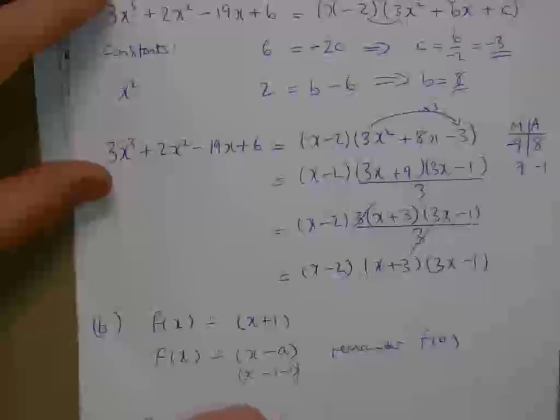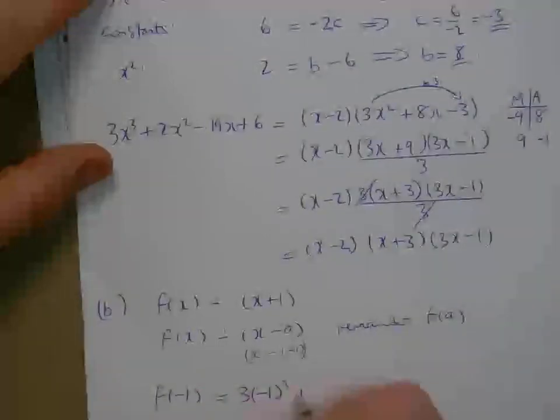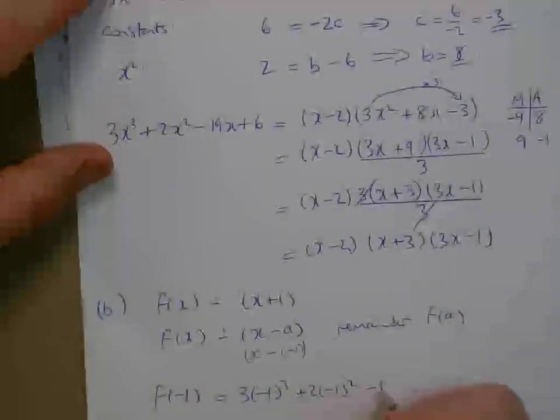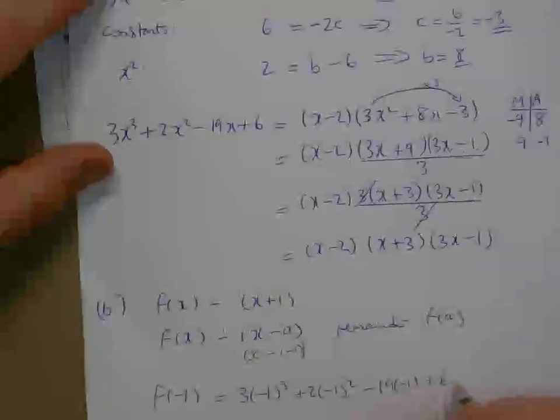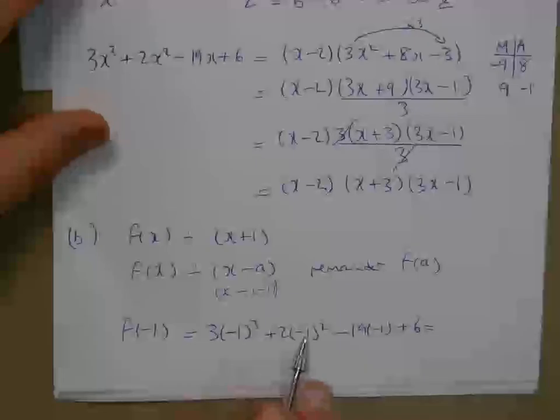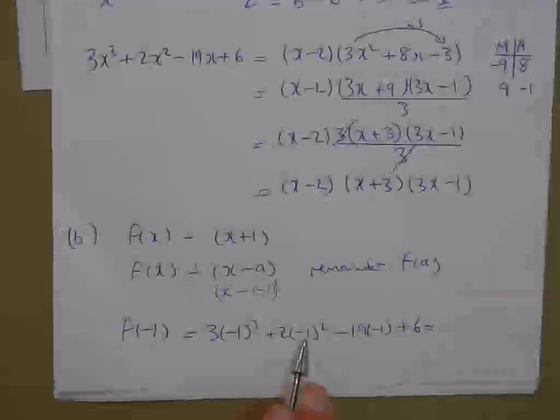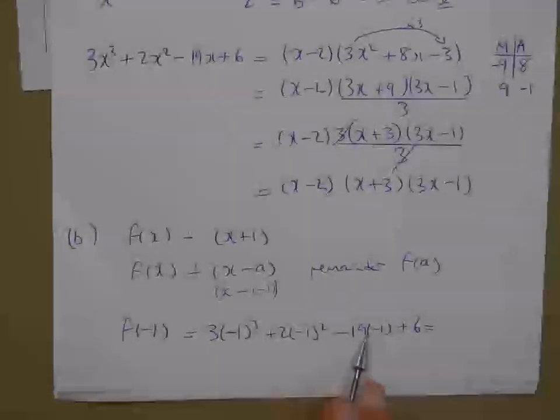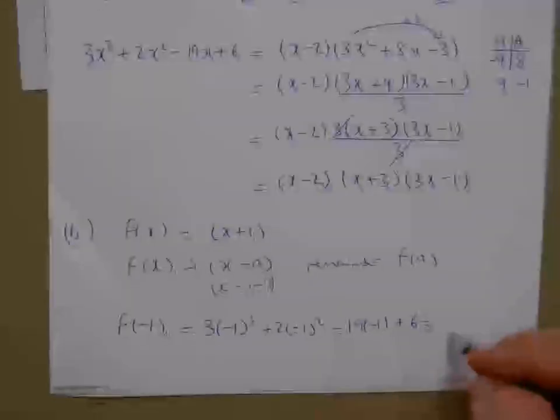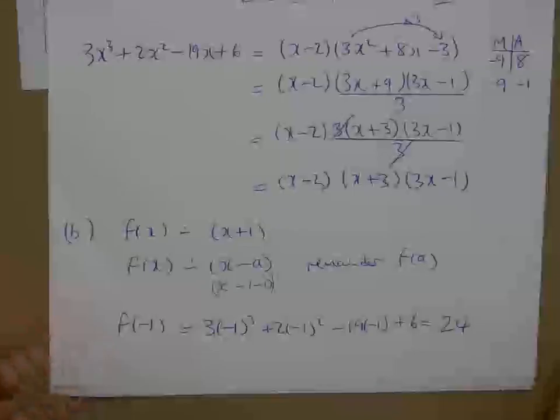So I just need to put minus 1 into my cubic. And again, I don't have my calculator, so I hope I get this right. This will be minus 3, that will be positive 2, so that's minus 1, that's going to be plus 19, so that will be 18 plus 6 is 24. Check on your calculator. Well done.